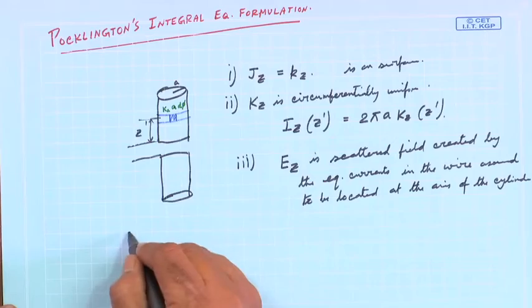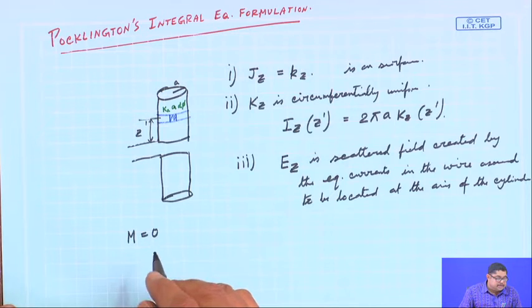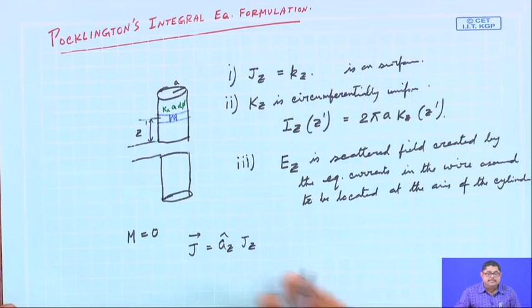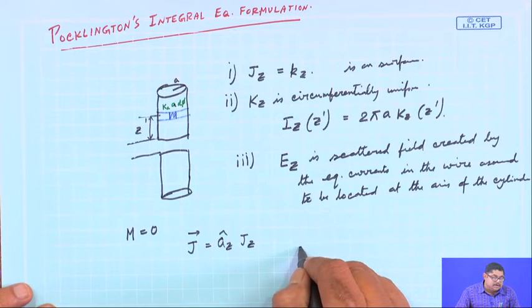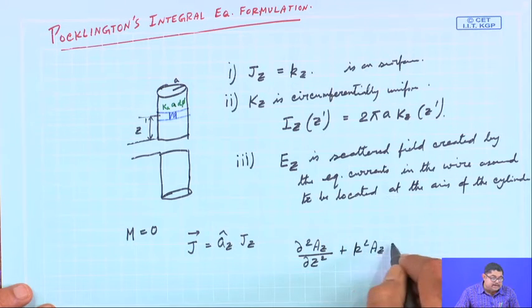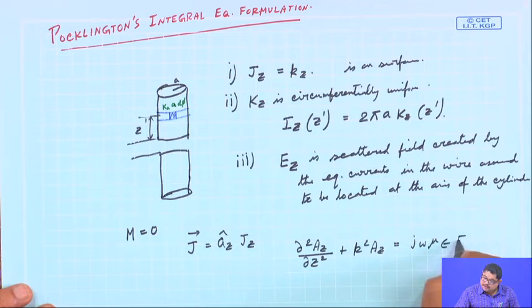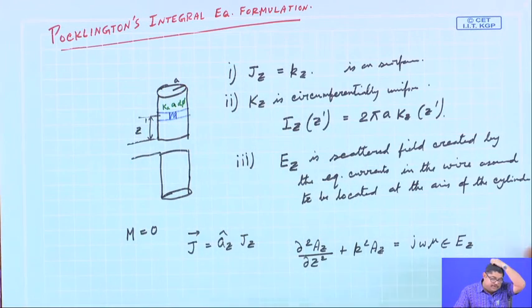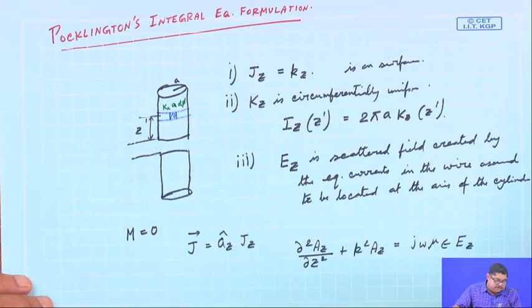Now, again we can say that M, the magnetic current, is 0, and the current density is given by A z J z. So, same as Hallen's. So, we will have to solve this equation: del square A z plus del z square plus k square A z is equal to j omega mu epsilon E z. So, you see in Hallen's equation, we said this is 0 everywhere except the gap, but here we are saying no, there is also a scattered field because of this. Obviously, there is an applied field at the gap. That is why this is more general, and so we can now solve this from the earlier results.